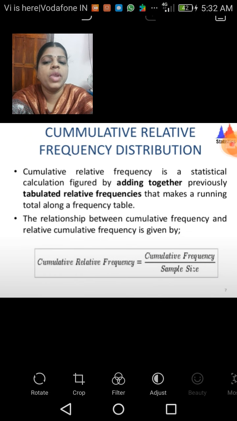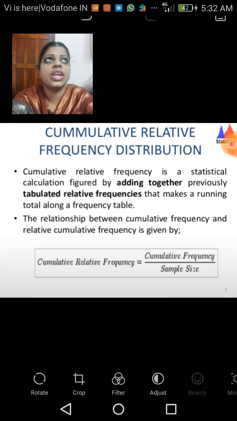The cumulative relative frequency is a statistical calculation figured by adding together previously tabulated relative frequencies that makes a running total along a frequency table. And the formula to find out the cumulative relative frequency equals cumulative frequency divided by its sample size. This is the equation to find out the cumulative relative frequency.